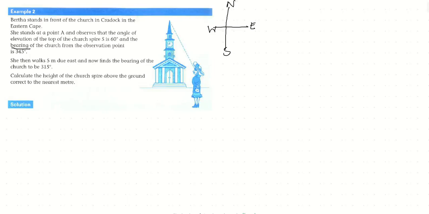So firstly, we need to draw this. Okay, so here we have our church. Sorry, excuse my length. And here we have Bertha. She starts off on this side. The reason why she starts off on this side is because they told us that she walked 5 meters east to that point, right? 5 meters.